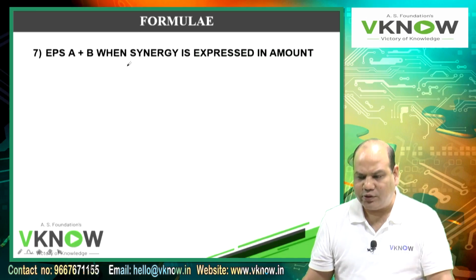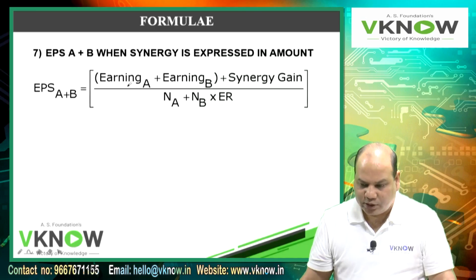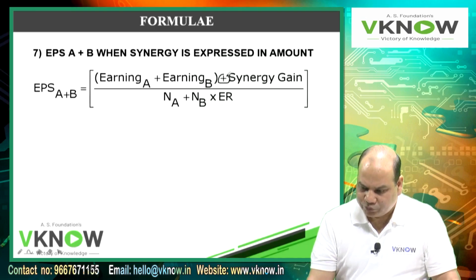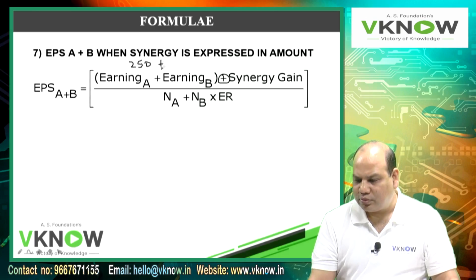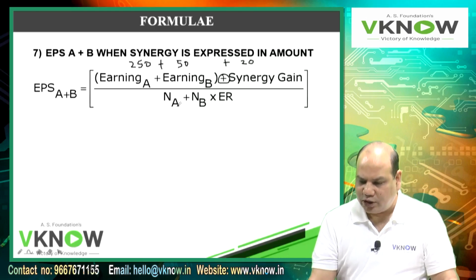Next is when the synergy value is expressed in amount. So here the formula will be earnings of A plus earnings of B plus synergy gain. They may say 250 lakh is the earning of A, 50 lakh is the earning of B, synergy gain is 20. So in that case my total earnings will be 250 plus 50 plus 20 divided by number of shares of A plus number of shares of B into exchange ratio.